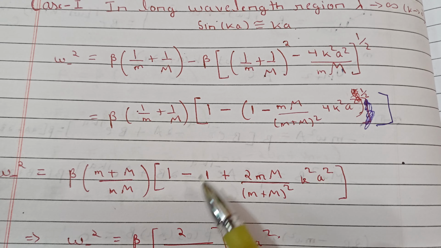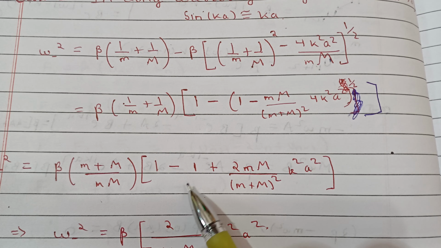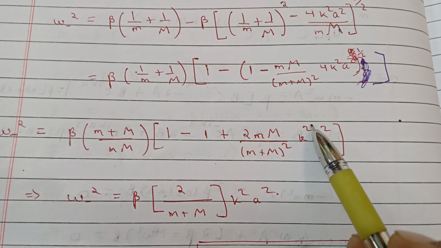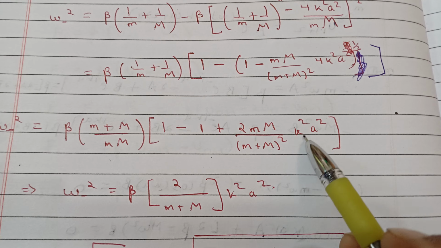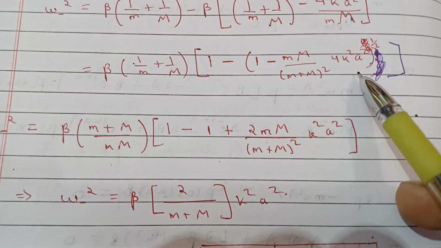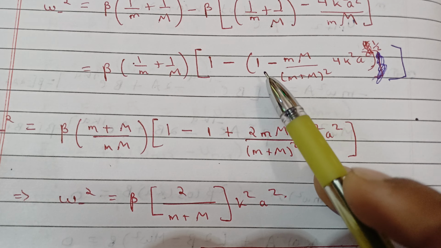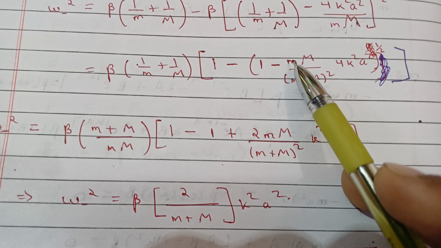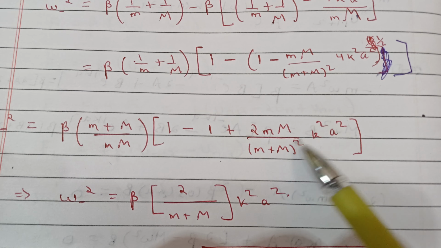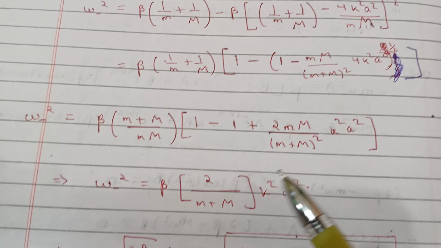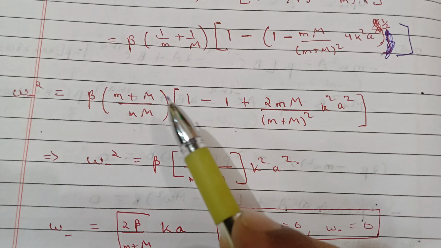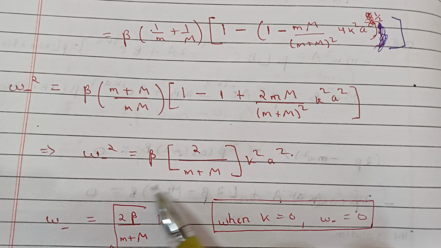Now just take it inside. So minus, minus, plus, we get something like this, and the 1s will cancel out. Now what we did here is solve this equation by binomial expansion. The square root of 1 minus x gives us 1 minus x by 2, with x being 4 k squared a squared mM over (m + M) squared. From here the 1s cancel out, and the square term cancels out, and we get something like this.